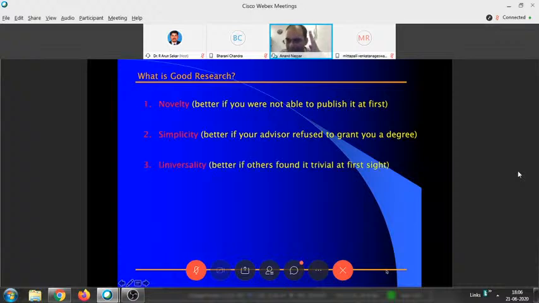Universality. Have a vision that you're doing the things in the right direction. Like in software engineering, we say verification and validation. What is verification? Are we making the things right? And validation, are we putting the things in the right direction? So what we have to do is merge these two, verification and validation, towards universality.